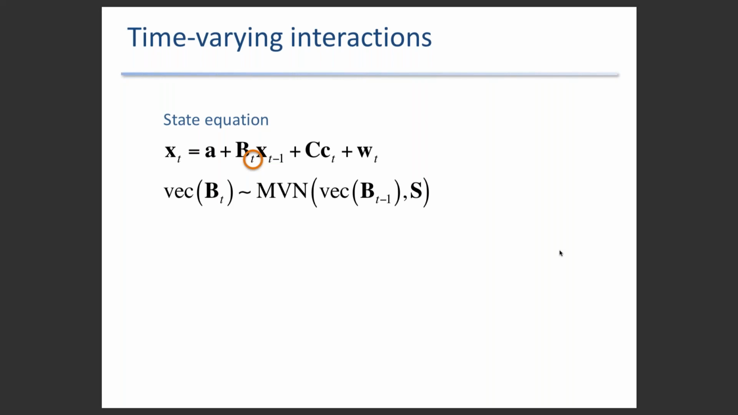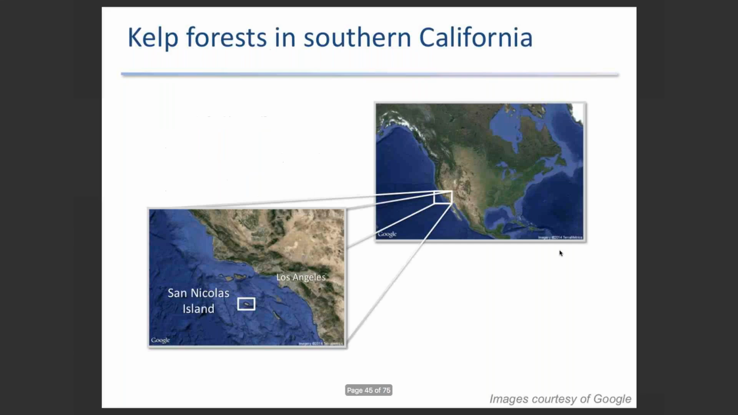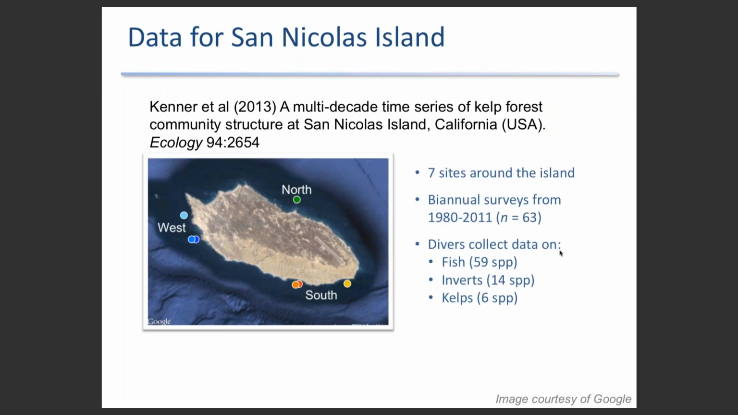So even though the B is evolving over time, if you're an otter living up here, you interact with urchins the same way you do if you're living down here. And we just had to make that assumption largely to get the models to actually fit. But it also makes sense because it turns out my understanding is an otter can swim around this island in a day. So it's not that unusual.